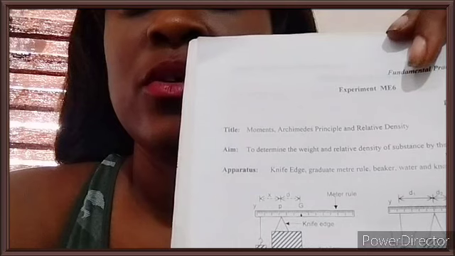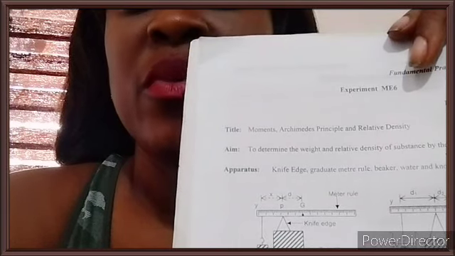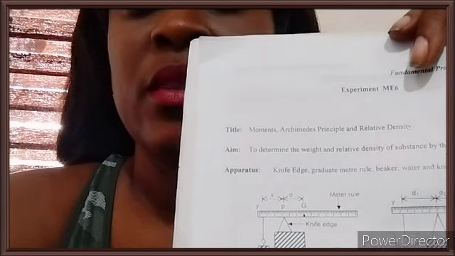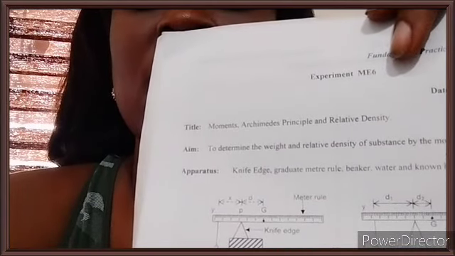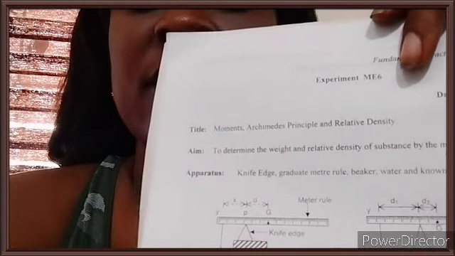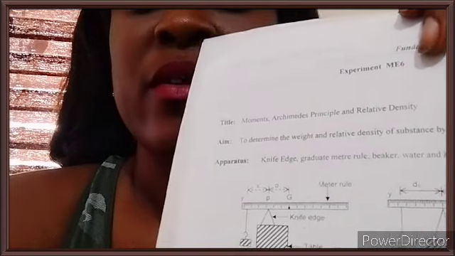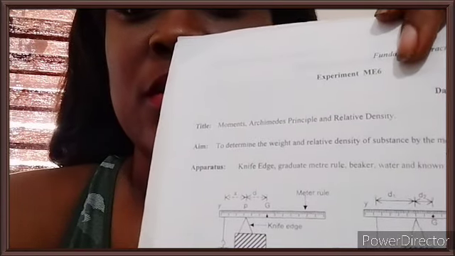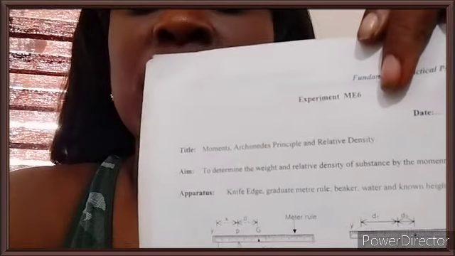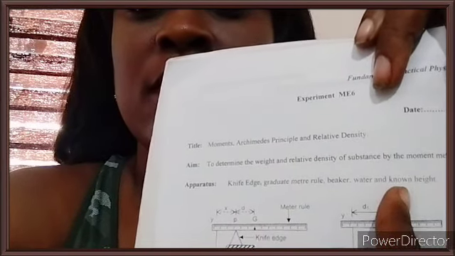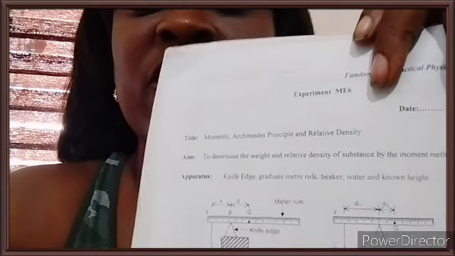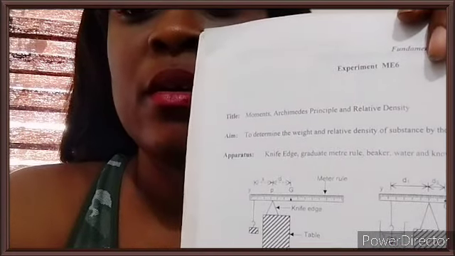All right, so it says the aim of this experiment is to determine the weight of the meter rule using the moment method. Now the apparatus is the knife edge, graduated meter rule, and some known weights. We're going to leave out the beaker of water because that's not a requirement for the first question.